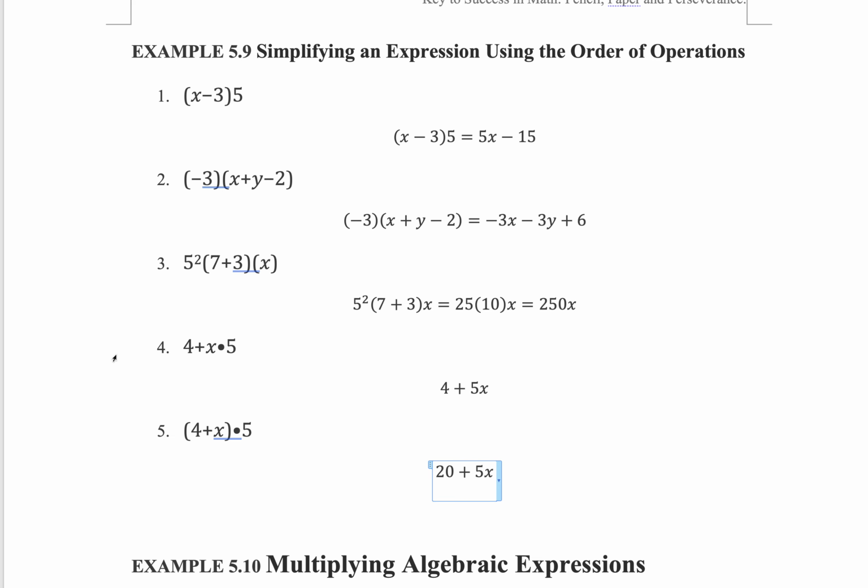So again, I'm saying you want to look at number 4 and number 5 together. You see the difference. The difference is the pair of parentheses. It does make a difference.